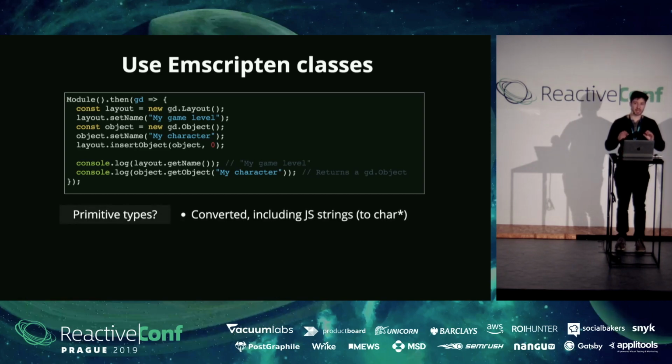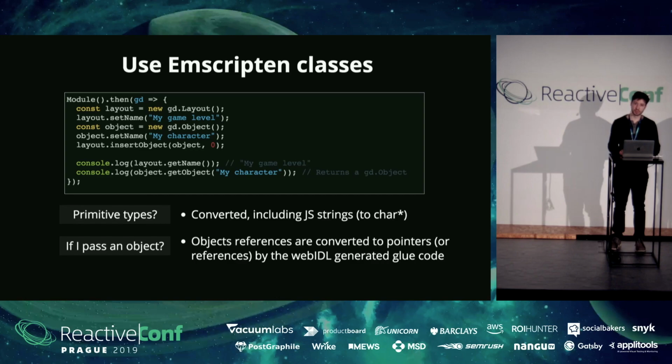The primitive types, like numbers, booleans, are automatically converted to their equivalent in your host language. So again, look at the documentation to see, for example, that JavaScript strings are converted to an array of characters in C. If you pass an object, you will get a reference to an object or a pointer in C++.